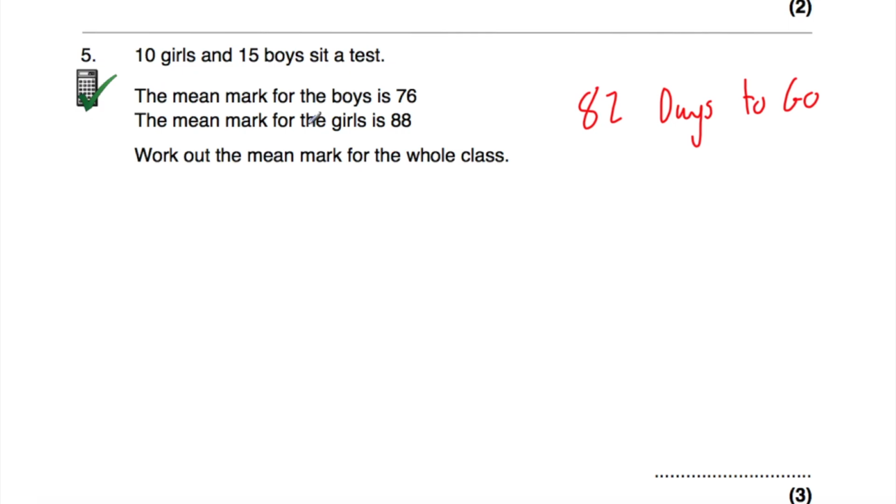But if you need a bit of a hint just to get you going, what I would do is try to find the grand total for the boys and the grand total for the girls. Because there's 15 boys, and their mean mark is 76. So if we take the 76 and multiply by 15, that'll give us the grand total for the boys. Then think how you're going to get the grand total for the girls. Then think how you'd find the grand total for the class. And then think in terms of the class, how many students there are, and how you could find the mean for the class. So that's our hint for question number 5.